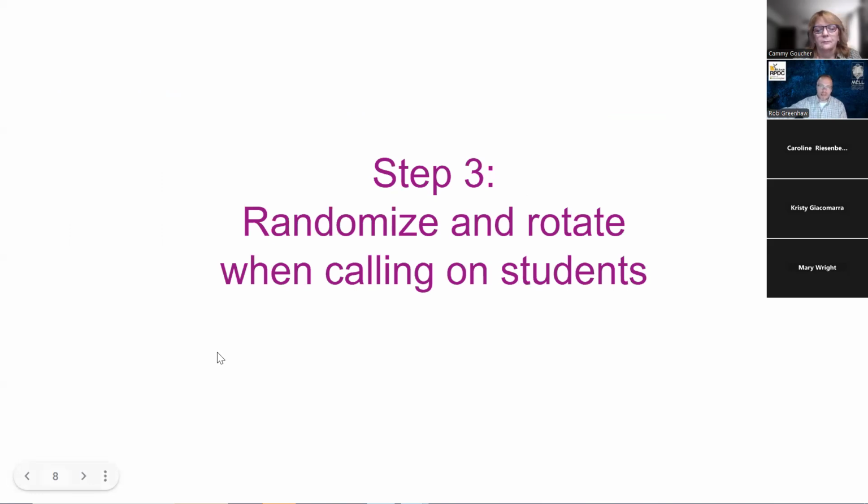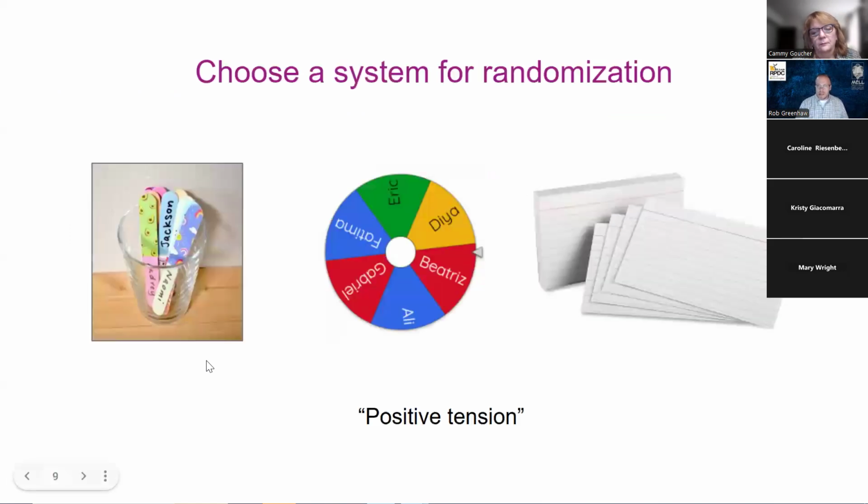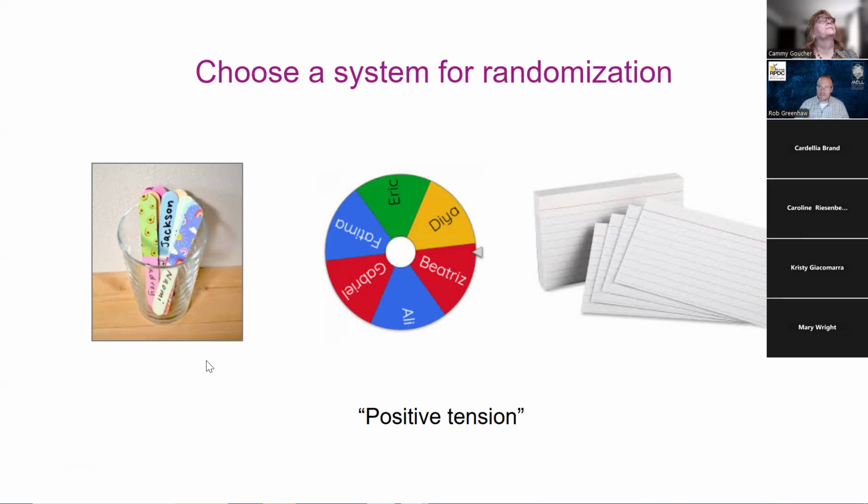Step three is randomizing and rotating. What we need here is some type of system for randomization. So maybe we're going to have popsicle sticks with students' names on them, which is a pretty popular one. You might do some type of electronic wheel. I think wheelofnames.com is the website that Cami shared with you a few sessions ago. In the book, they talk about having students' names on different index cards, so you would just draw a card out and use that as randomization. It doesn't really matter what your system is. You just want a system in place.